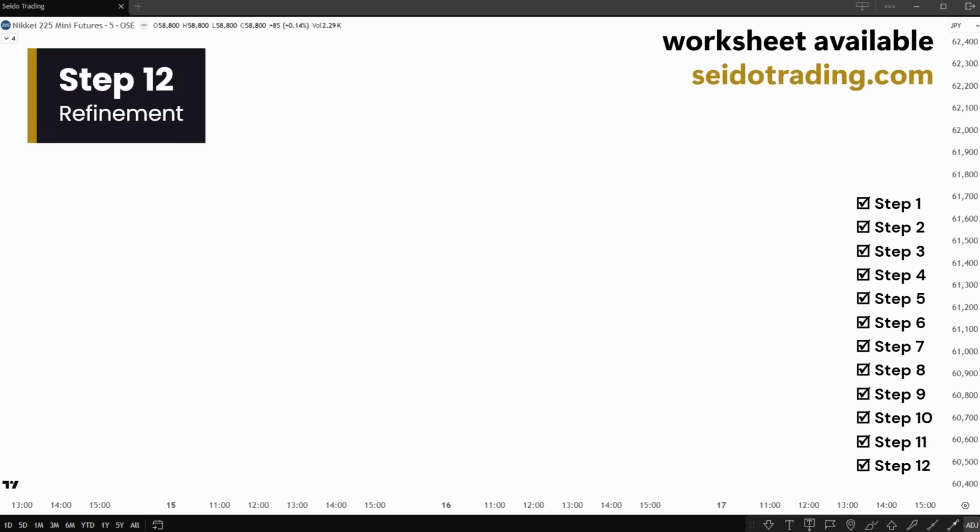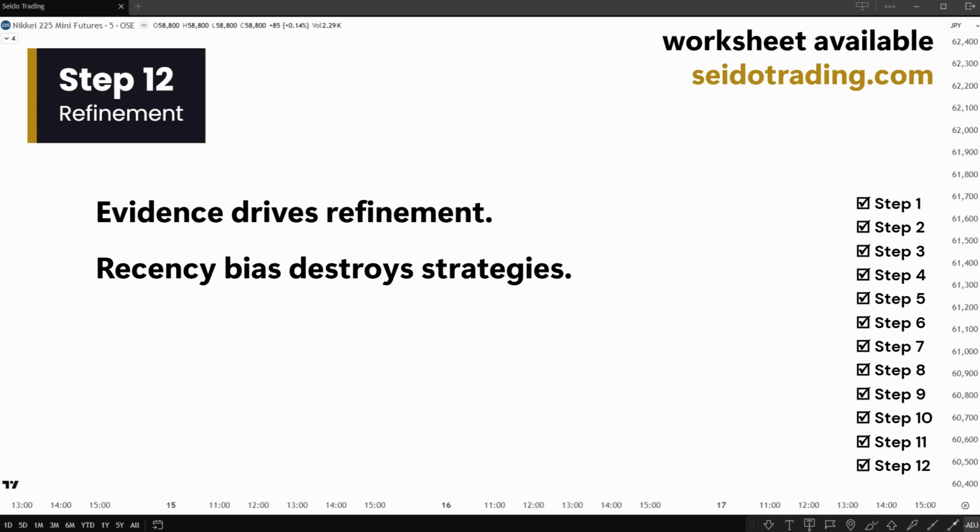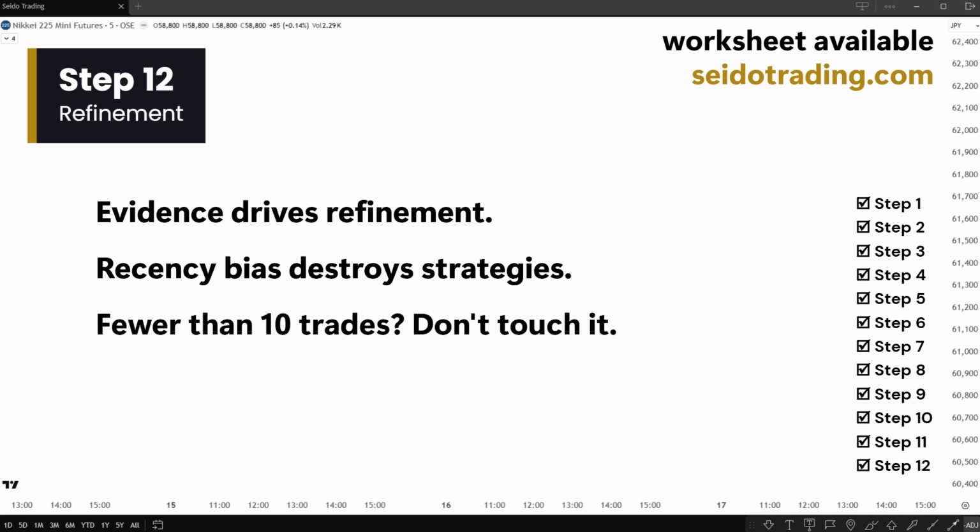Step 12, and this is the final step, ongoing refinement. But what does this actually look like? This is where you make notes about things that you see while you're trading your strategy that you may analyze moving forward. Ask yourself, is this change supported by evidence, or is it a response to a recent run of losses? If fewer than 10 trades support a change, it's probably recency bias.